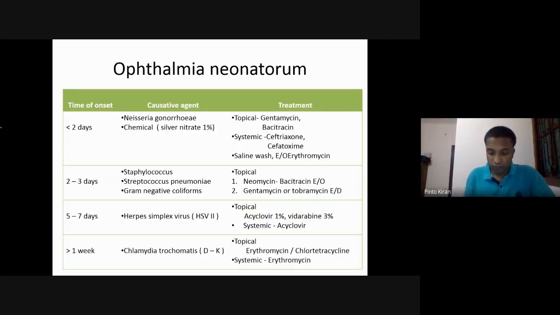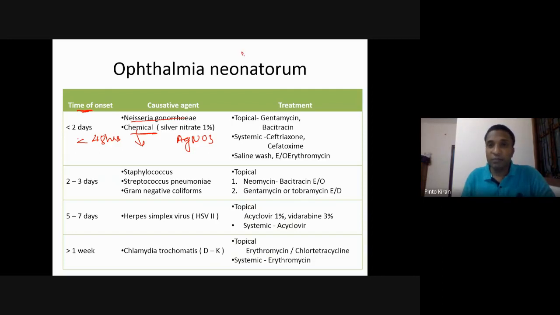Then coming to ophthalmia neonatorum proper, what are the causative agents of an infection of the conjunctiva? Based on the duration, the causes can be different. If the conjunctivitis occurs less than 48 hours after birth, the causes are Neisseria gonorrhoeae and a chemical, that is nothing but silver nitrate. This causes the earliest conjunctivitis.